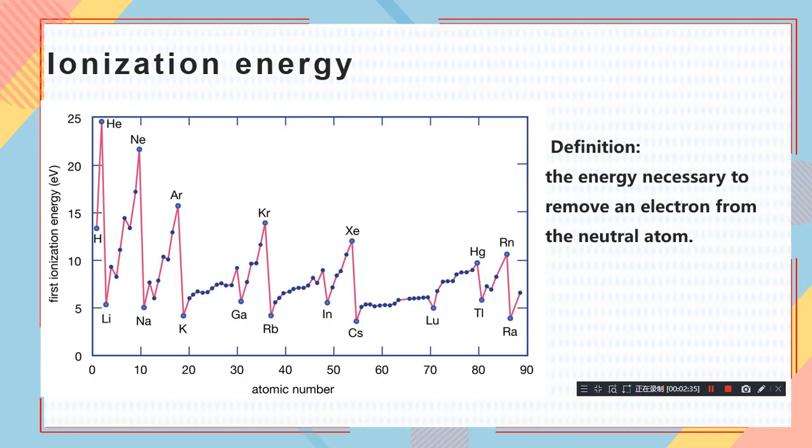For ionization energy, the definition is the energy necessary to remove an electron from a neutral atom. In the diagram, you can see that higher ionization energy happens in the noble gases because they have the most stable states. Losing one electron means changing from a stable state to an active state, so it needs as much energy as possible to break the stable state. So the noble gases have the higher ionization energy.